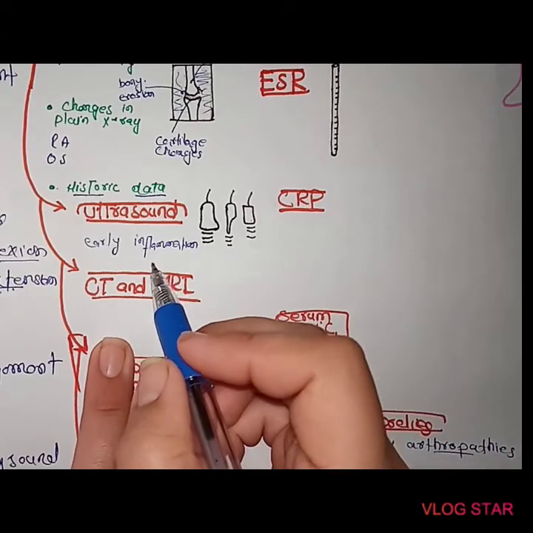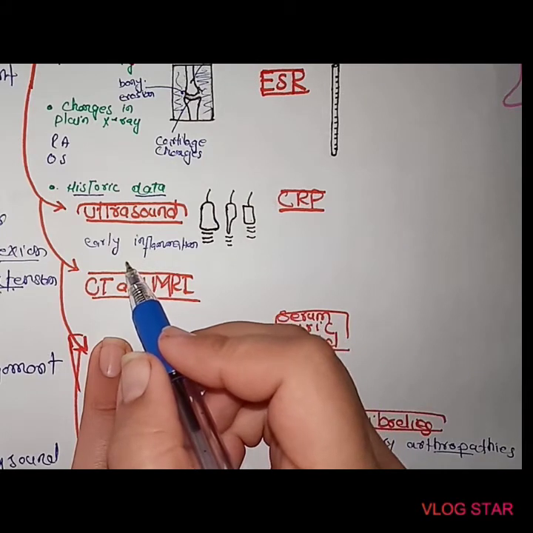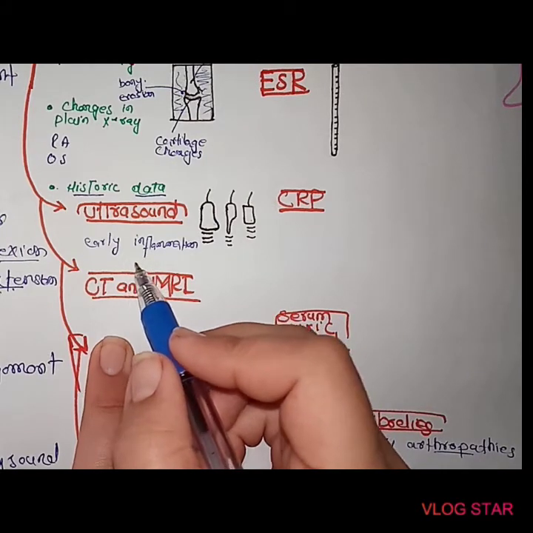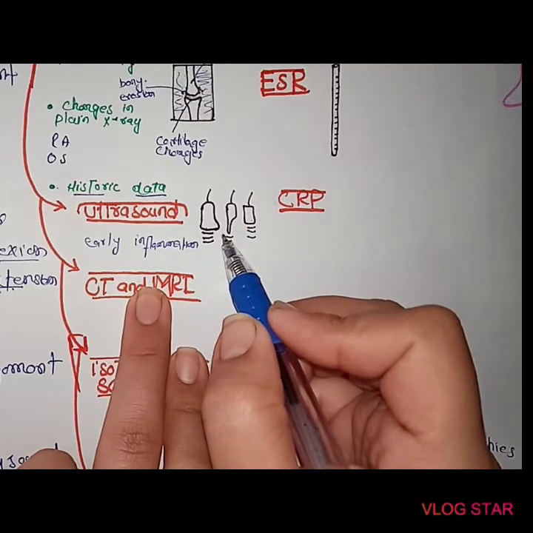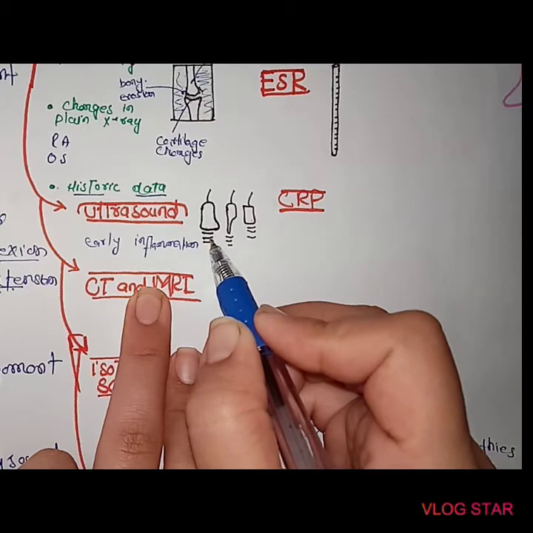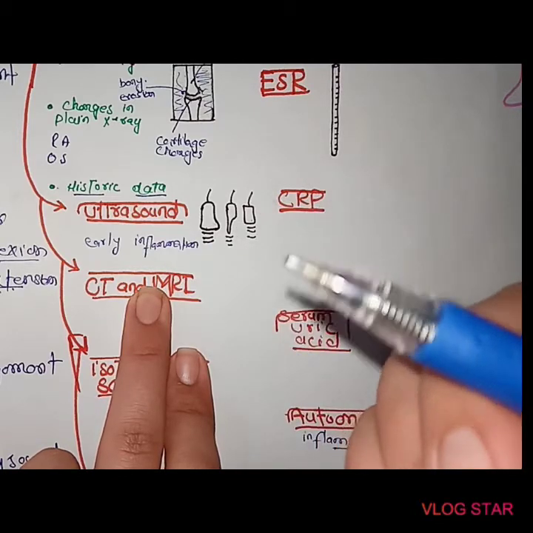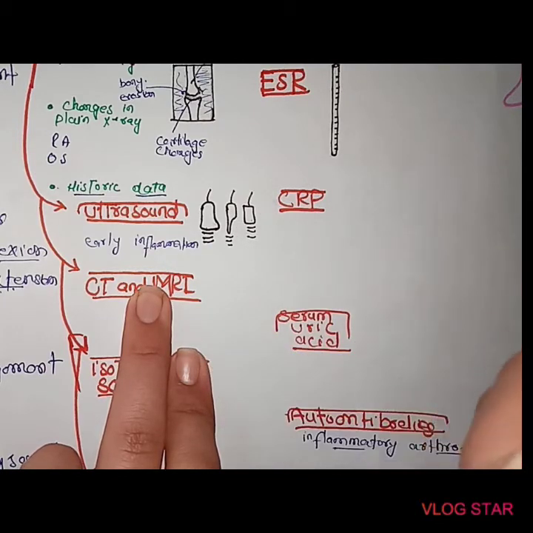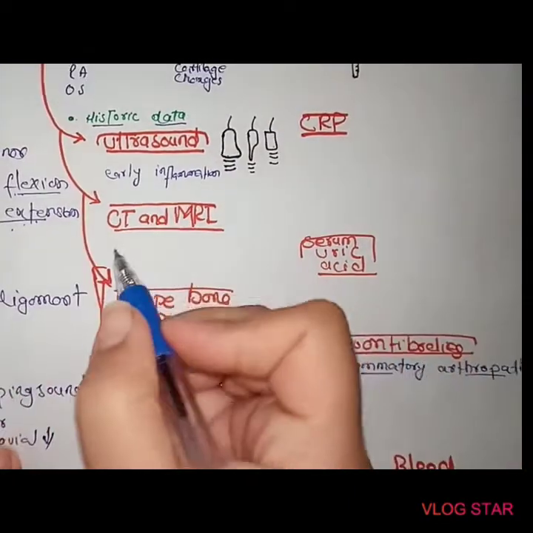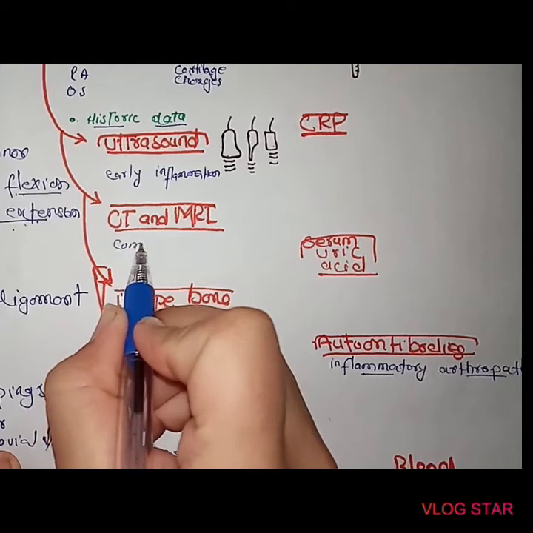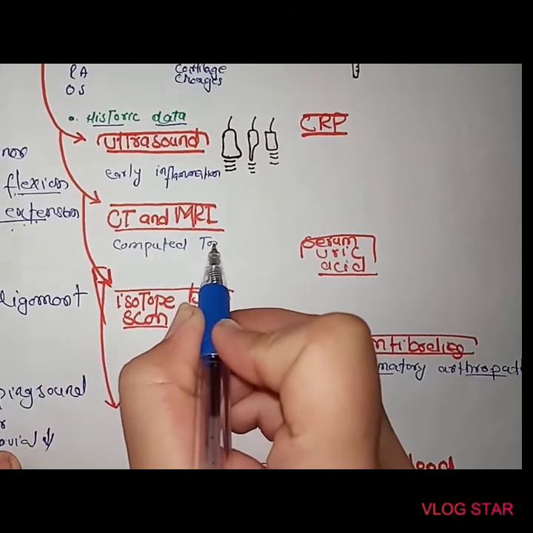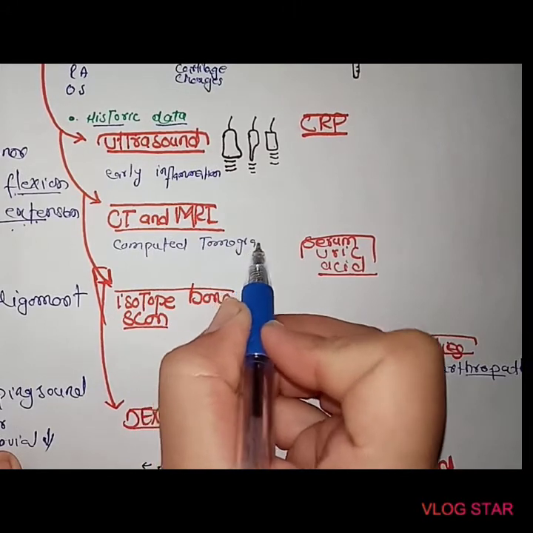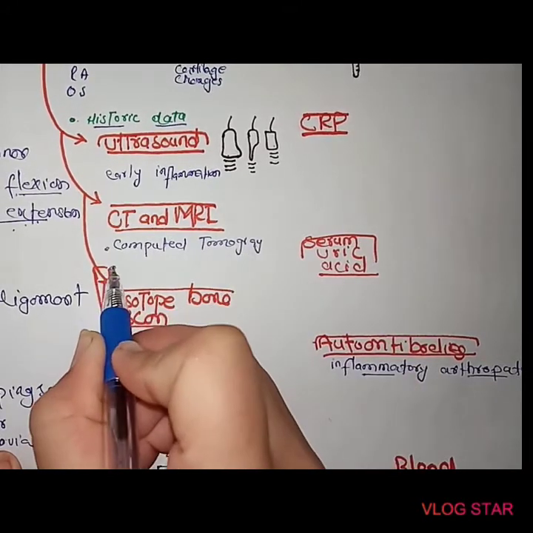Ultrasound is used to see the joint, and it is mostly useful to see early inflammation occurring in the joint. Ultrasound probes of different shapes are used. The ultrasound emits sound waves, and these waves detect the tissues or the bone. CT stands for computed tomography, and MRI stands for magnetic resonance imaging.